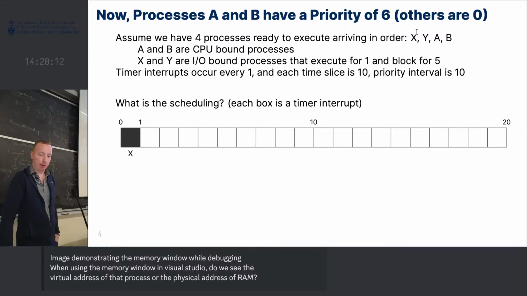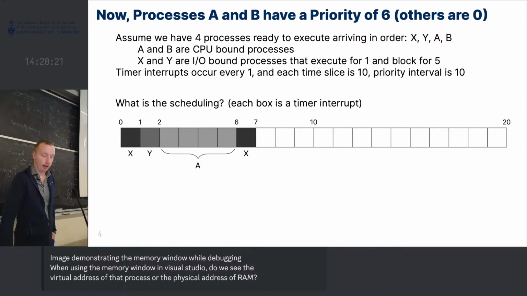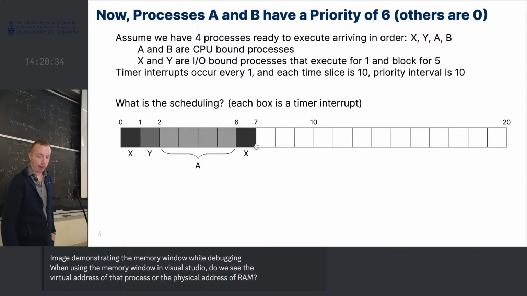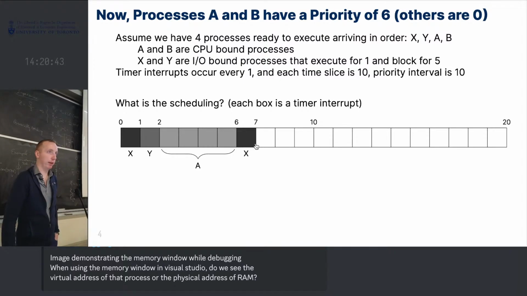X would go first because it is a higher priority process, then Y would go, and then A would only execute for 4 time units. Then at time 6, X is ready because it gets unblocked, so it's done waiting for whatever the kernel was going to do with it, and because it has a higher priority than process A, it would be scheduled to run immediately, run for 1 time unit, be done.